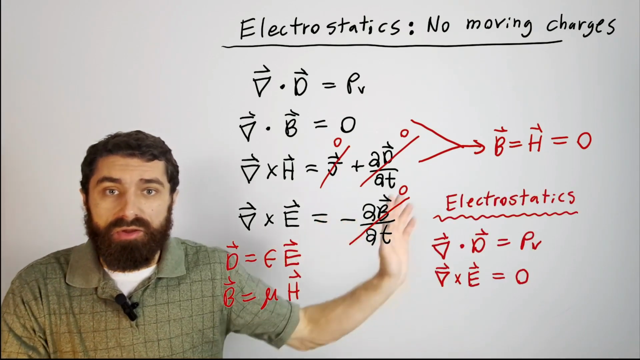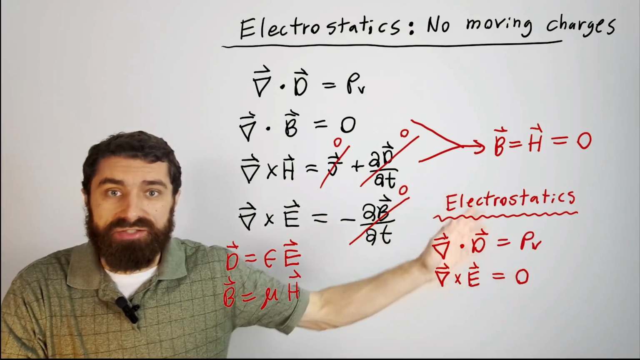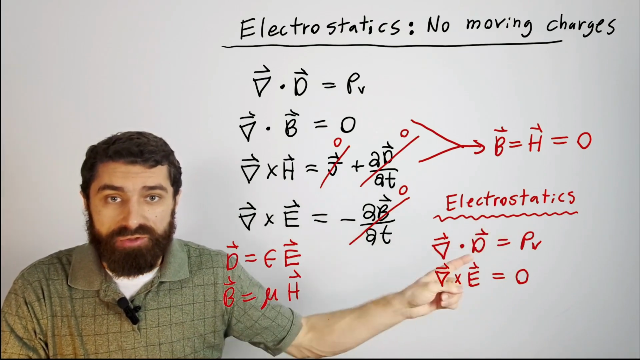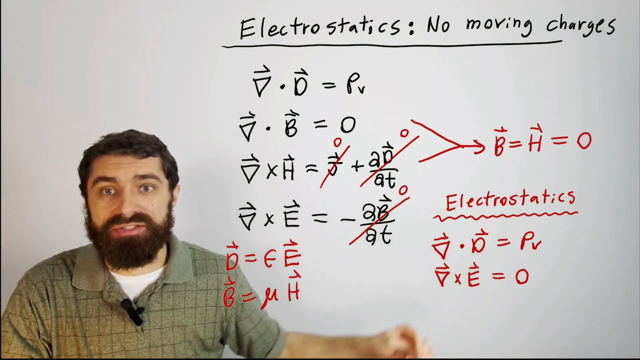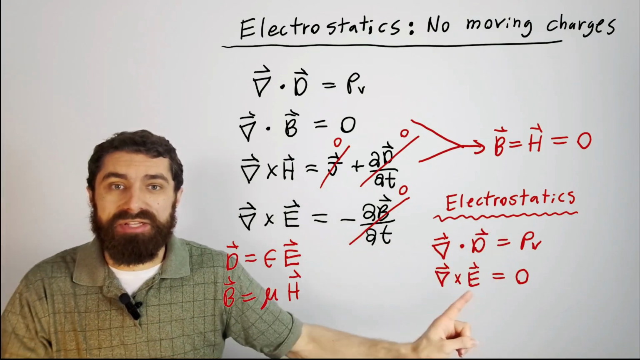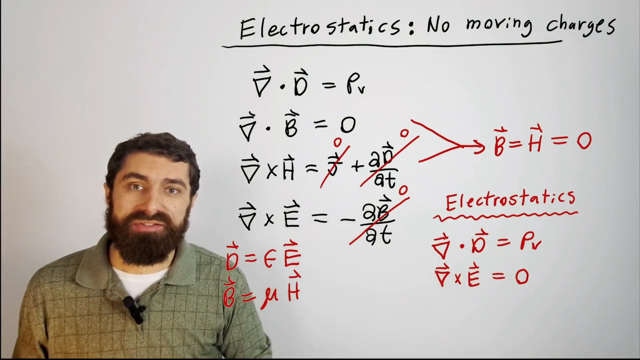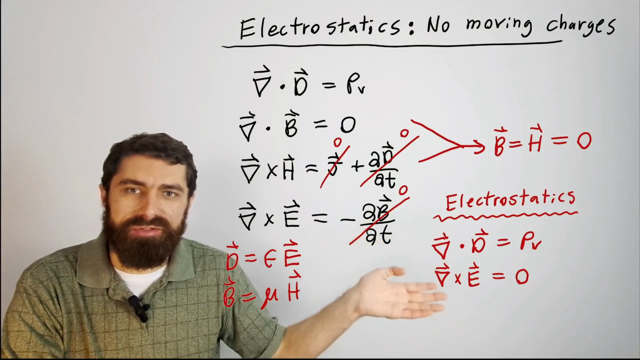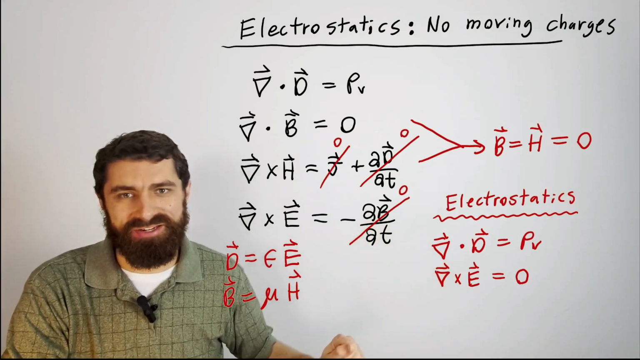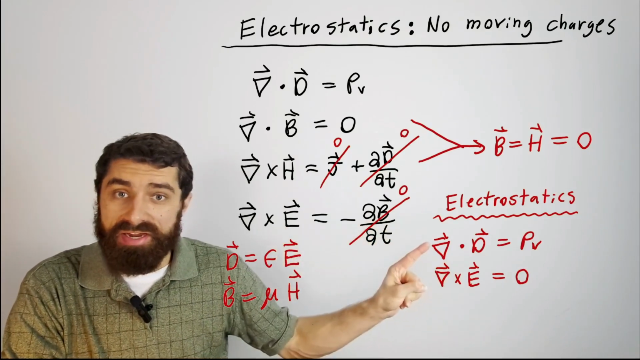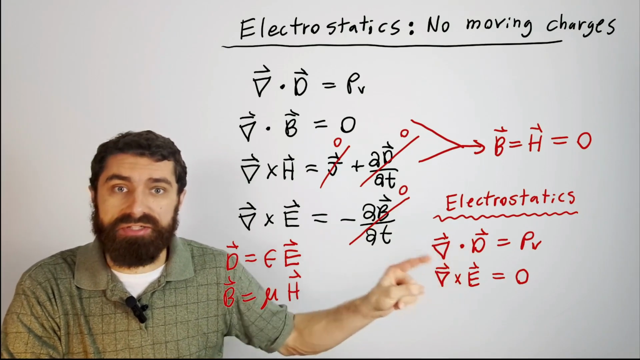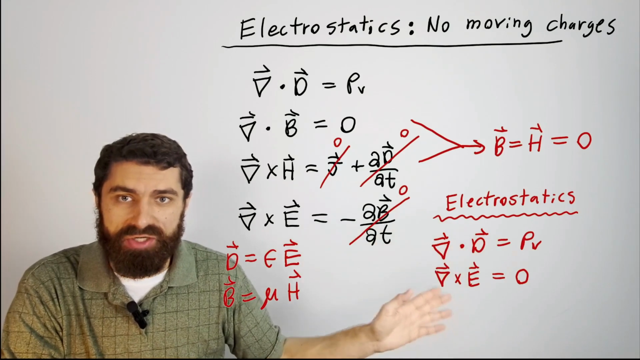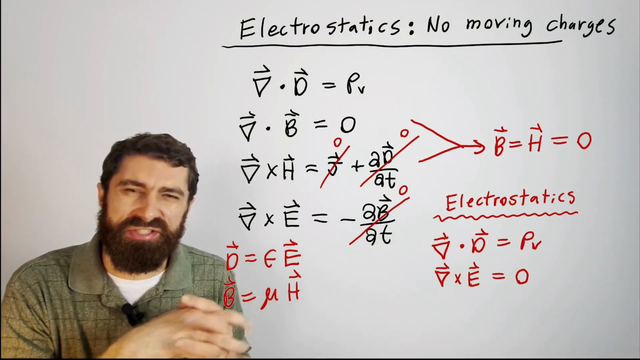So basically, electrostatics will reduce down to 2 equations here. The divergence of D is equal to the charge density, rho v, and the curl of the electric field is equal to 0. I want to make a brief comment on how this result has an intuition behind it. First, it's saying that the divergence of the electric field is equal to the charge density, and it's saying that the curl of the electric field is equal to 0.